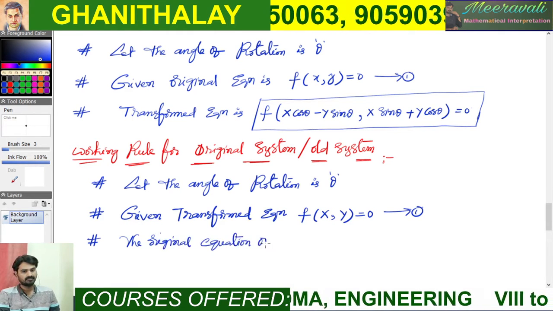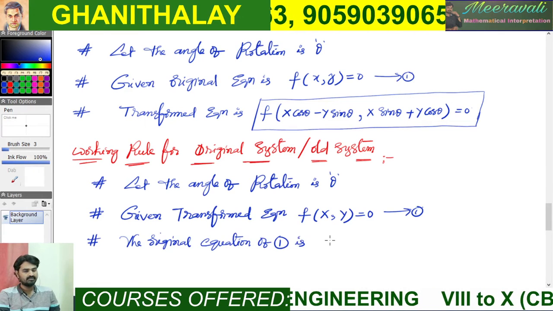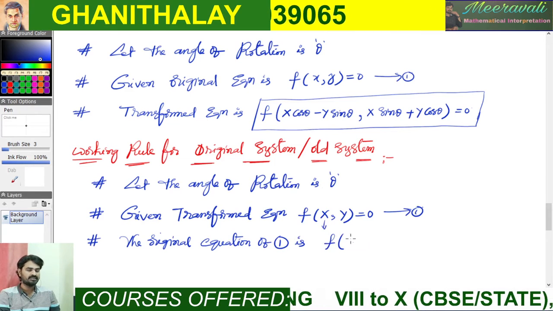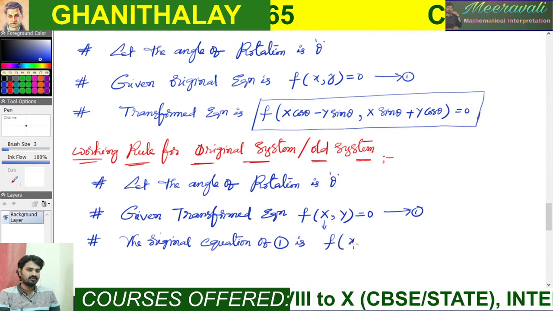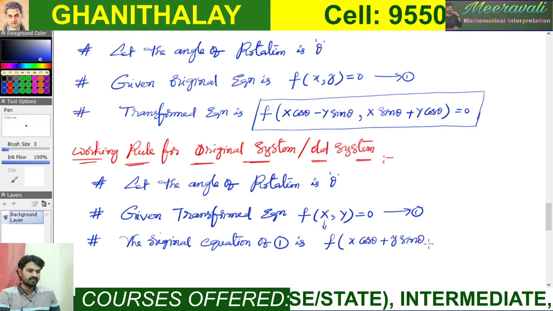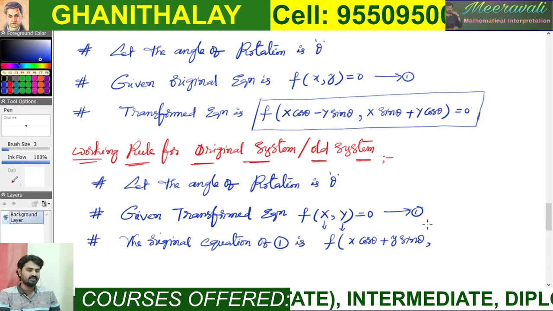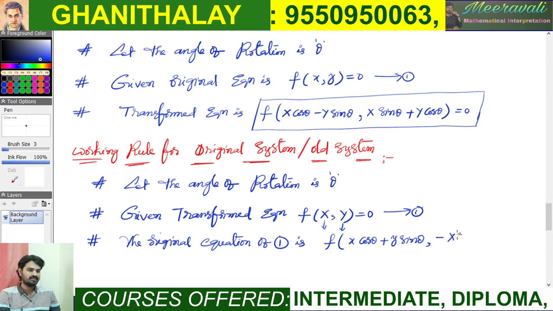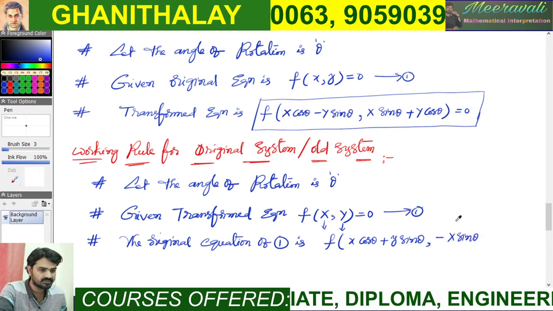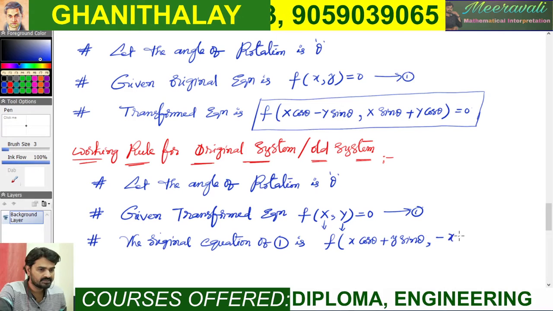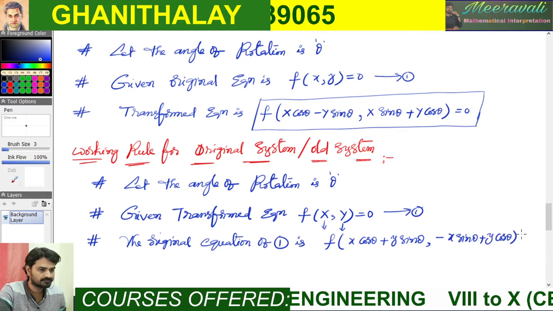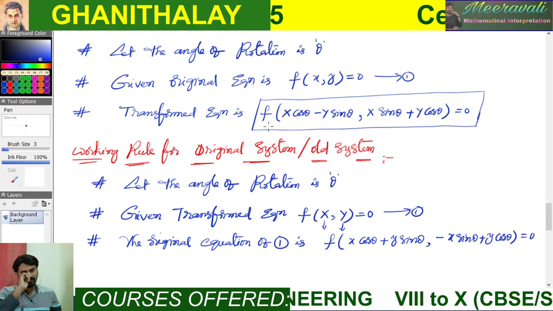of 1 is f of, here capital X. What is the capital X answer? Capital X is equal to x cos theta plus y sin theta. Next, capital Y answer is minus x sin theta plus y, sorry, in terms of small x, sin theta plus y cos theta.